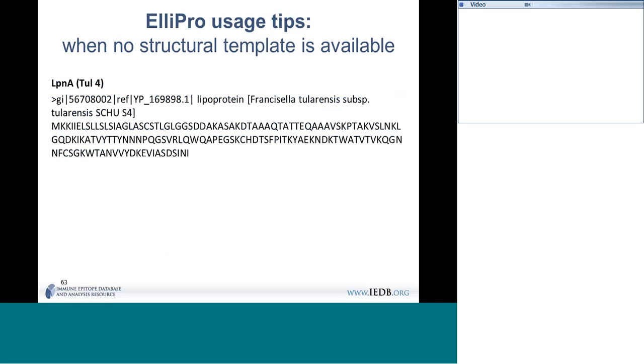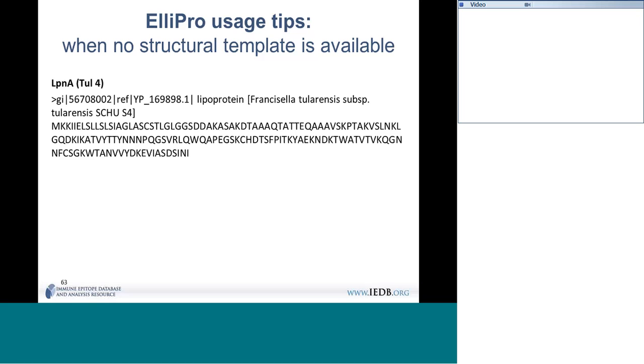Okay, so now I will show you some examples and some tips for ElliPro specifically. When no structural template is available, for example, you submit the sequence and ElliPro says no template, I cannot predict. So what can you do in that case?